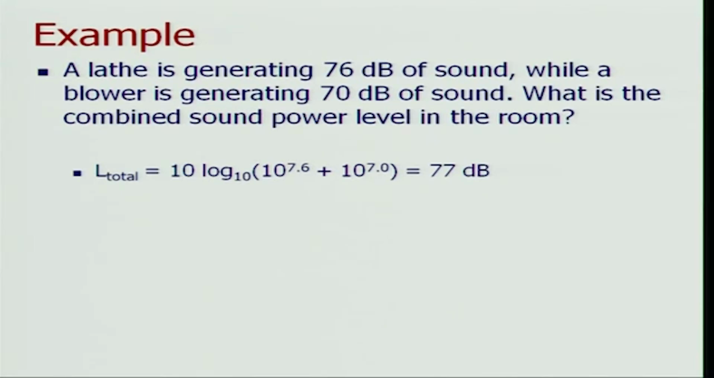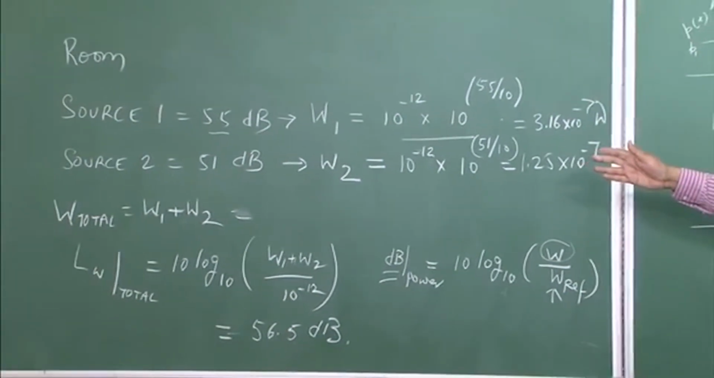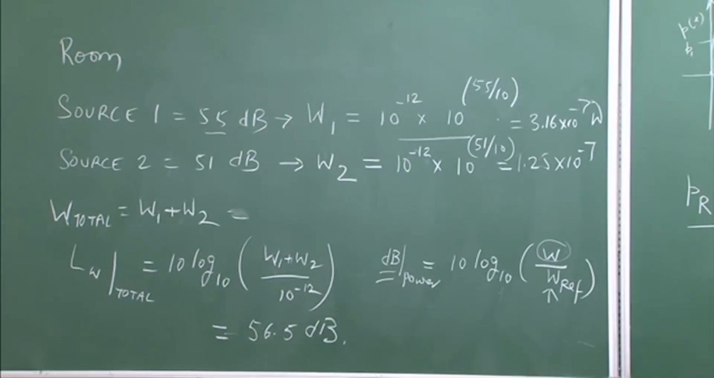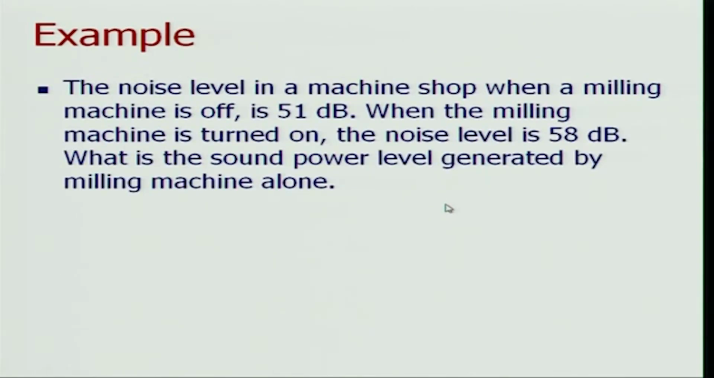Another example. A lathe is generating 76 decibels of sound, while a blower is generating 70 decibels of sound. What is the combined sound power level in the room? This question is exactly the same as the previous one, just the numbers are different. Instead of 55 decibels, you have 76 decibels. Instead of 51 decibels, you have 70. You do all the math using exactly the same approach. The answer you get is L total equals 10 log 10 of 10 to the power of 7.6 plus 10 to the power of 7, which is 77 decibels.